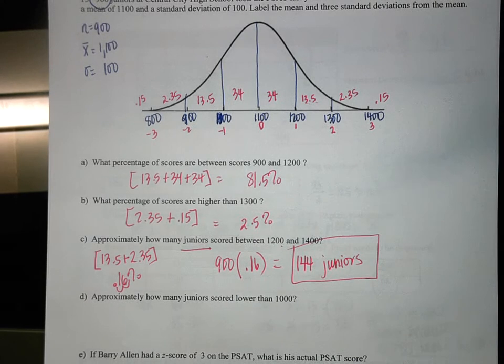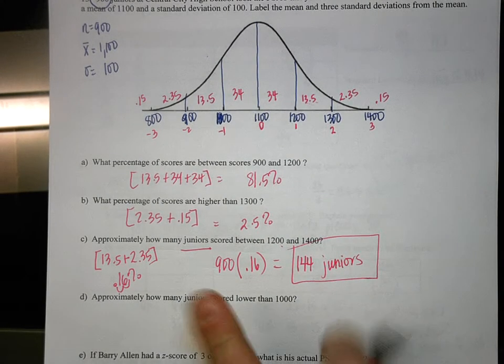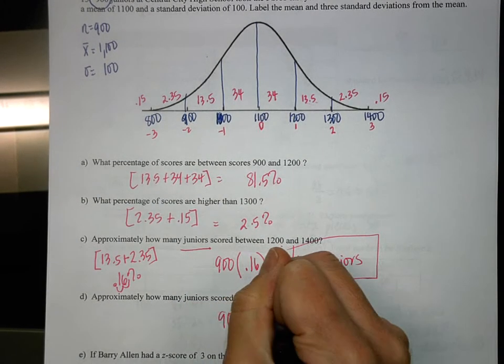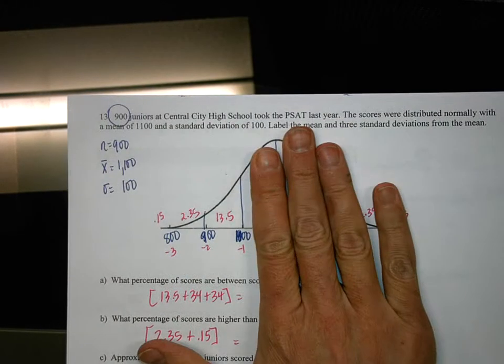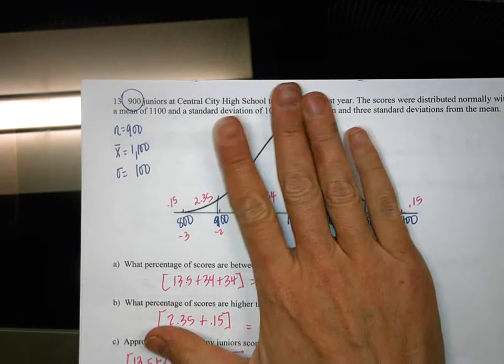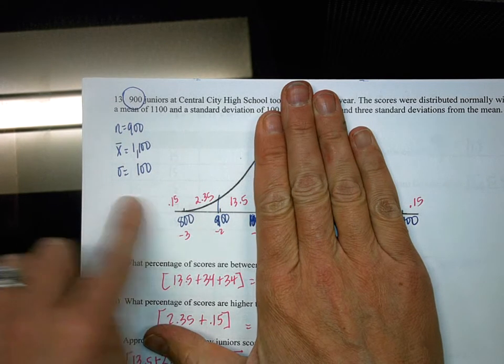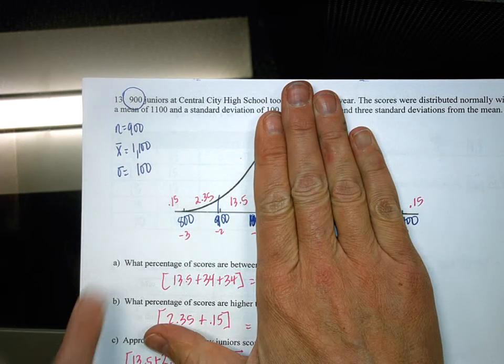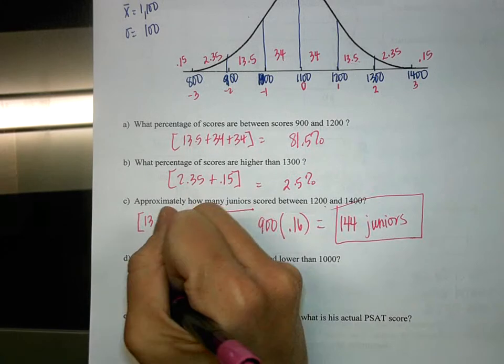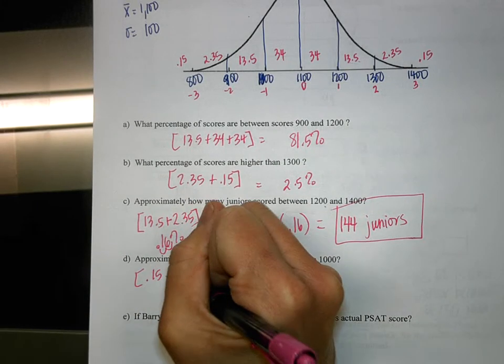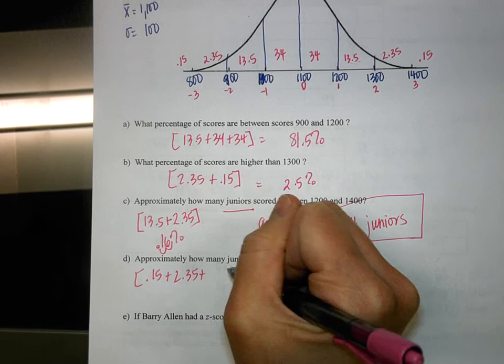D then asks approximately how many juniors, so we know we're going to have to take 900, scored lower than 1,000. Okay, and so here's my 1,000 right there. So what percent? We have to first add up those percentages to figure out how many people. And so on this one, we are adding up 0.15 plus 2.35 plus 13.5.